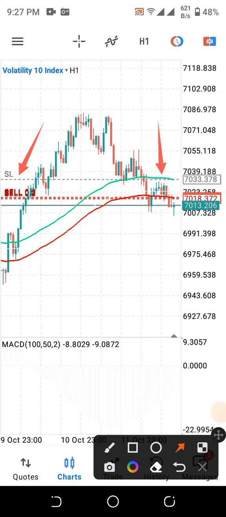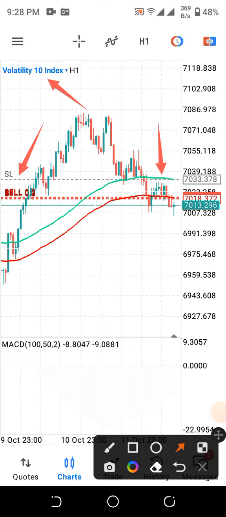This is a running trade on volatility 10 index, 1 hour time frame. This is exactly what I explained in my previous video. That is still the same strategy I am using right now, trading live on volatility 10 index. On my screen you will see the reason why I am selling on the 1 hour time frame. As you can see, the trade is running.